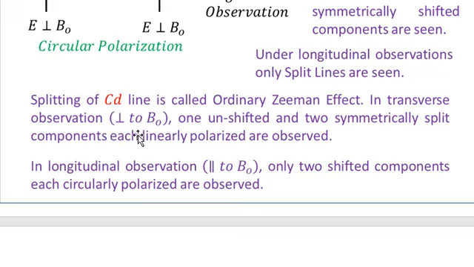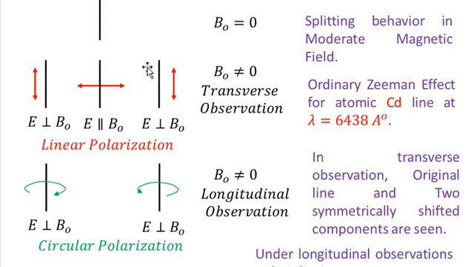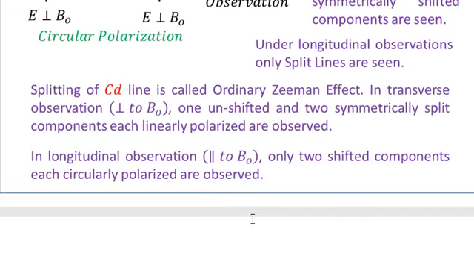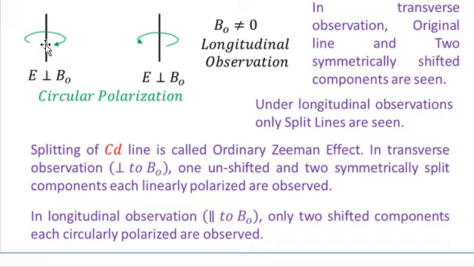In transverse observation, the observation axis is perpendicular to the applied magnetic field direction. One unshifted and two symmetrically split components, each linearly polarized light, are observed, as shown in this diagram in the middle. In a longitudinal observation, that is, an observation parallel to the direction of the magnetic field, only two shifted components, each circularly polarized light, are observed, as you can see in the lower portion of this diagram.